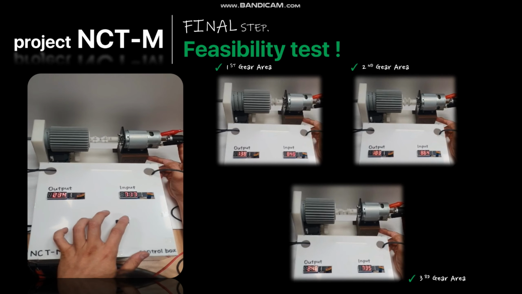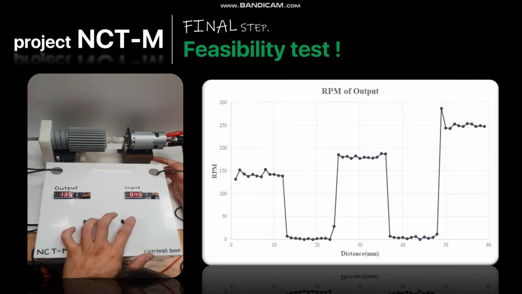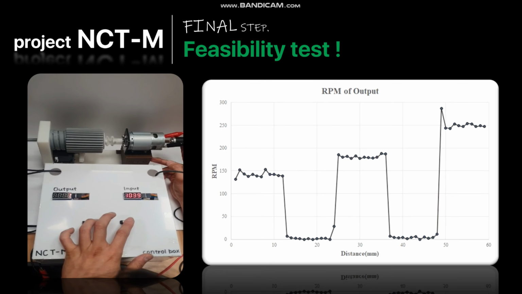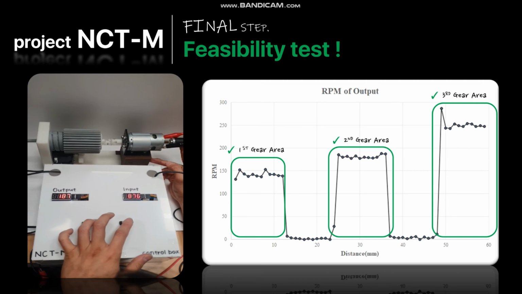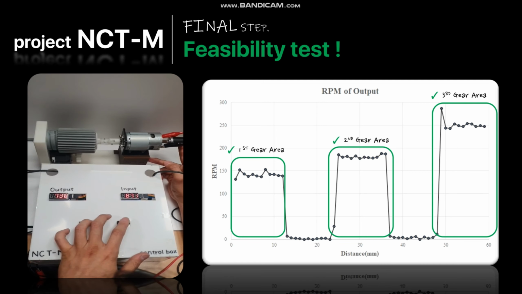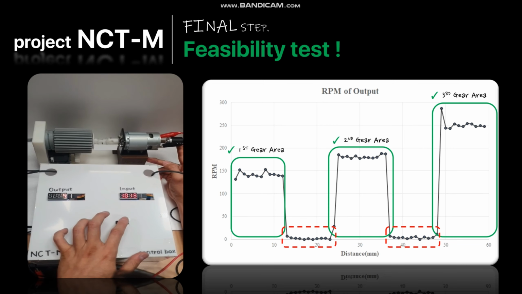With this, we checked the RPM of the output with Excel and visualized it. Here, we can clearly see 3 different gear areas. This shows that our model obviously has 3 different gear ratios. These 2 areas are the areas between each gear area.